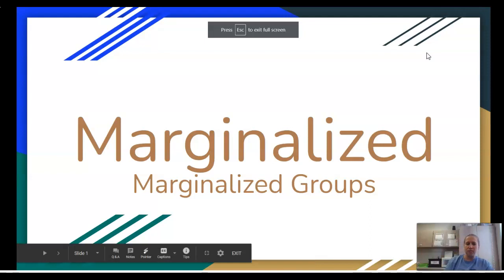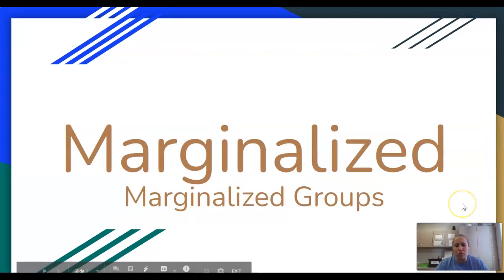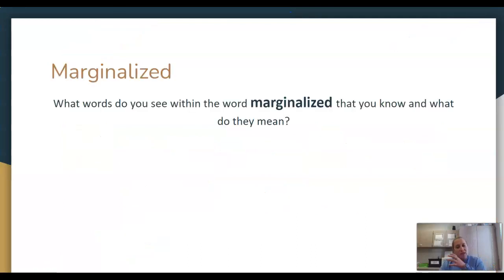Marginalized groups. We're going to be talking about this as it relates to our project a little bit later on and how that fits into what we're doing. But we want to first make sure that we understand what the word marginalized really means. So before we start in on the definition, what words do you see within the word marginalized that you know, and what do they mean? I want you to pause this video for a second and think about that. What other words do you see?